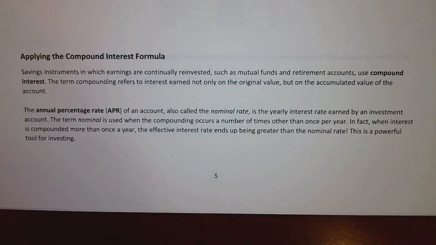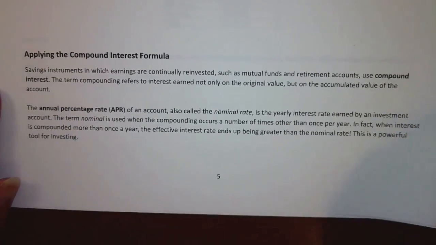The term compounding refers to the interest earned not only on the original value, but on the accumulated value of the account. The annual percentage rate, or APR, of an account is also called the nominal rate. It is the yearly interest rate earned by an investment account. The term nominal is used when the compounding occurs a number of times other than once a year. In fact, when interest is compounded more than once a year, the effective interest rate ends up being greater than the nominal rate. This is a powerful tool for investing.